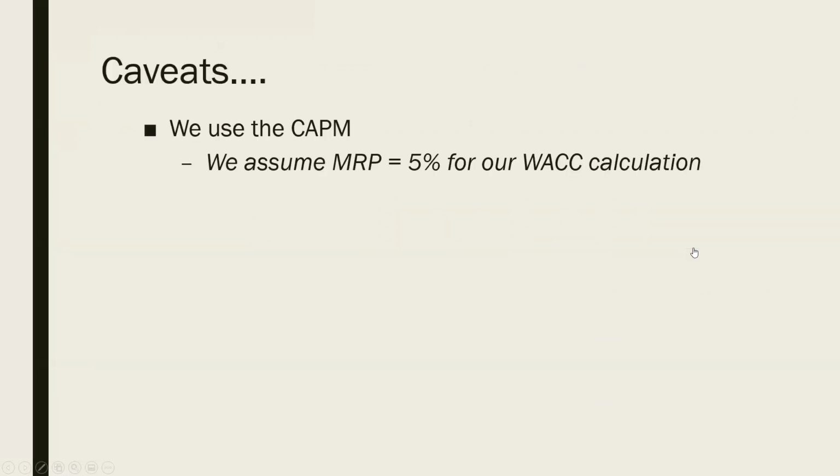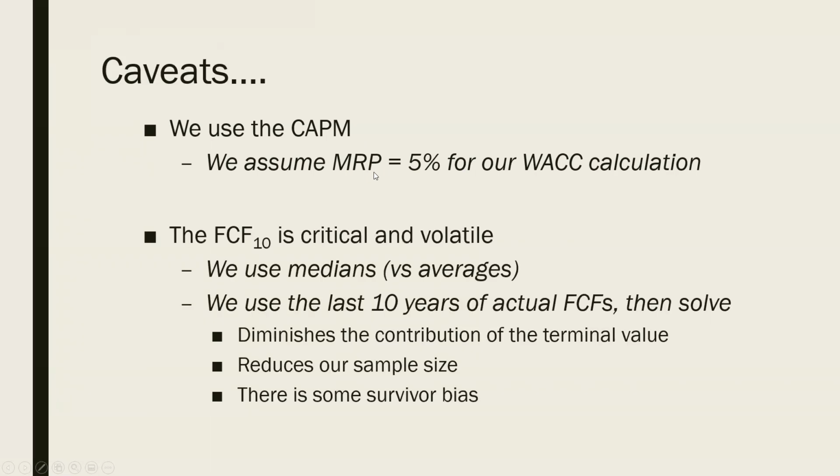And of course, there are a few caveats. We're using the capital asset pricing model to estimate WACC, and we put in a 5% market risk premium here. There are some issues with this. And then, of course, the free cash flow in year 10 is pretty critical, because it is what we grow to get the terminal value.